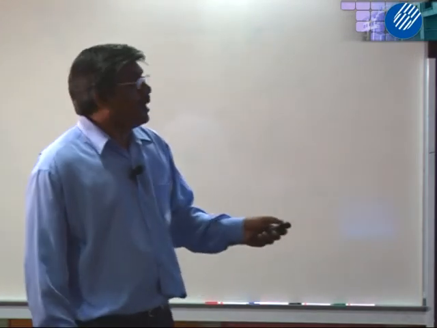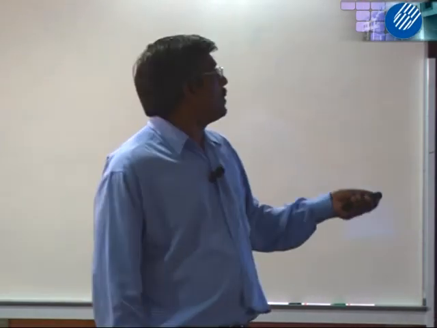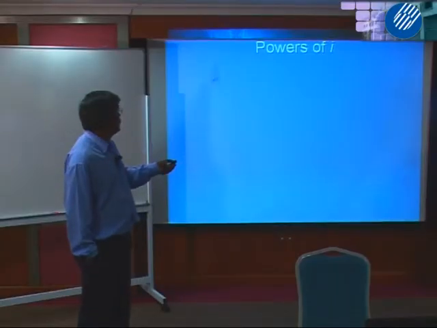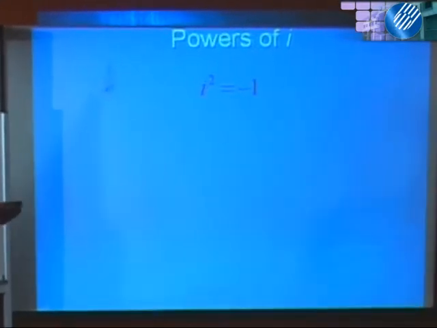Now, since we have seen the definition of a complex number and the standard form, let us see how powers of i are identified. We know that i square equals minus 1. So that can help us find out that i is nothing but the square root of minus 1.